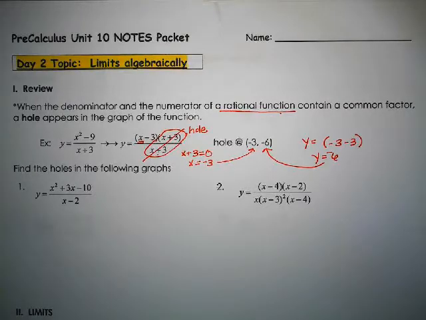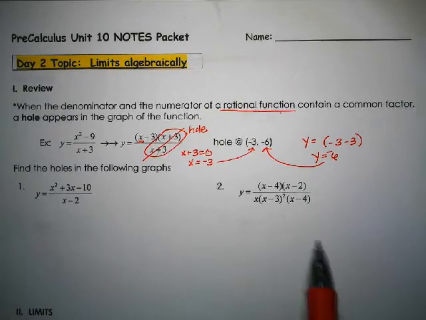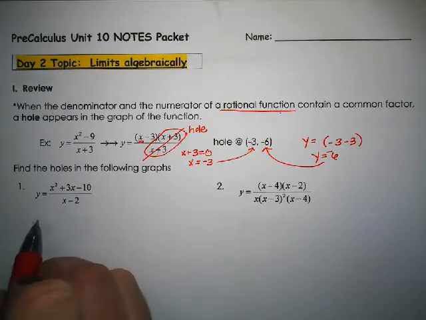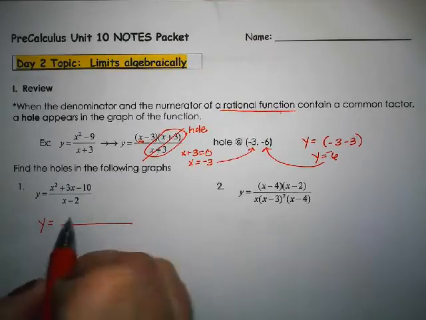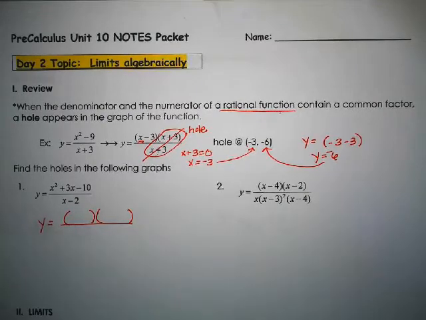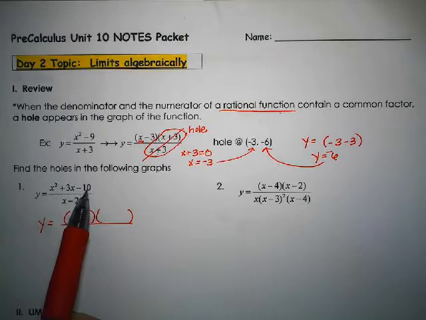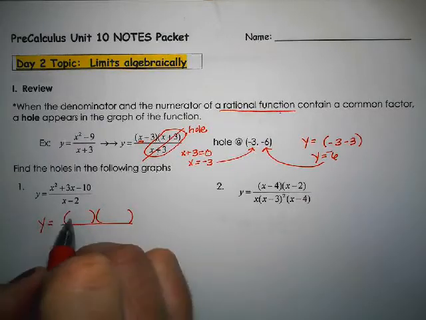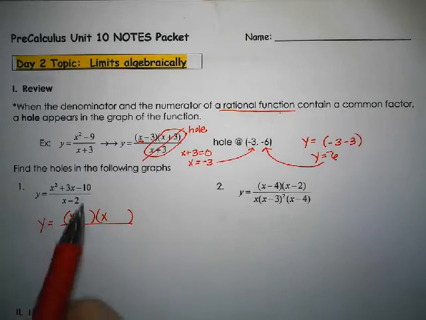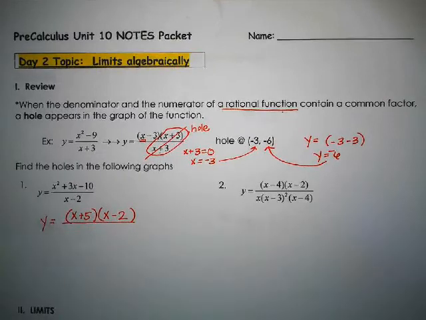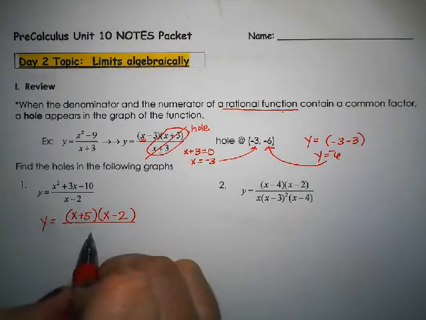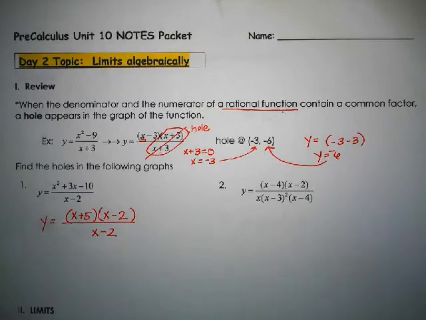So I have two examples for us to try, and the directions are to find the holes in the following graph. So please work along with me. The first thing I want to do to find a hole is factor the numerator and the denominator. This numerator is going to factor. I need to think of two numbers that multiply to -10 and add up to +3. So x and x, and my numbers are going to be +5 and -2. That's what this factors into. The denominator is still x minus 2.